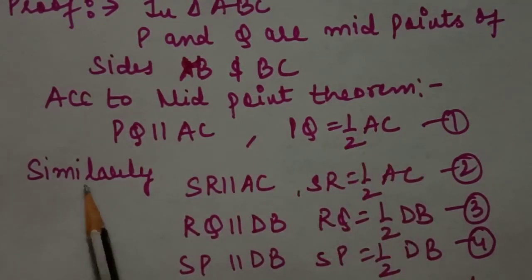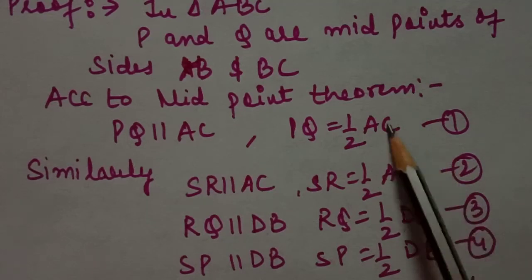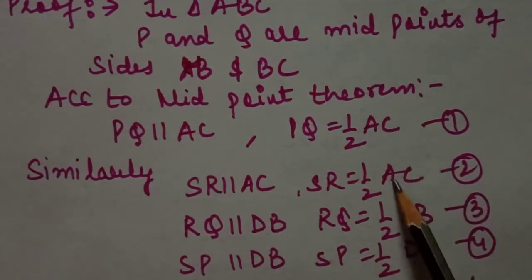Similarly, we can prove with the help of the midpoint theorem in the other triangle that SR is parallel to AC, and SR is equal to half of AC. RQ is parallel to DB and RQ is also equal to half of DB. SP is parallel to DB and SP is equal to half of DB. These two conditions go with the diagonal AC and these two conditions go with the diagonal DB.